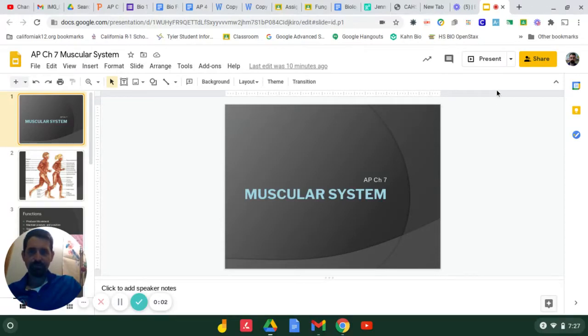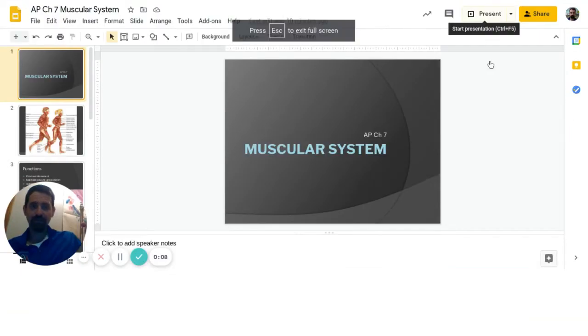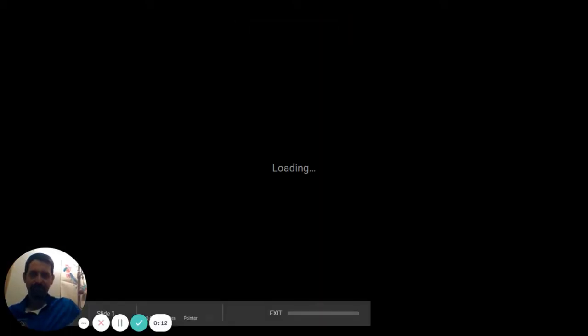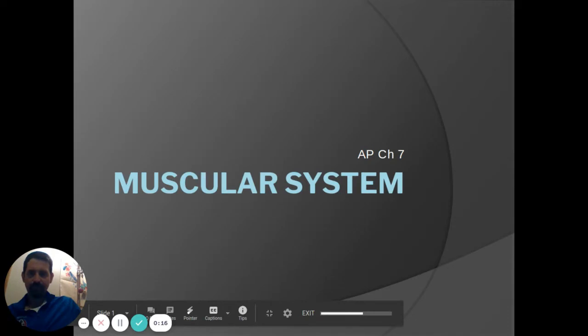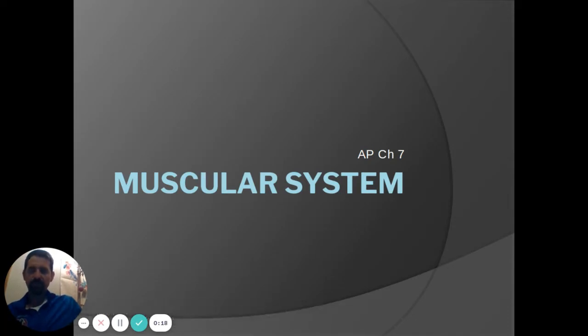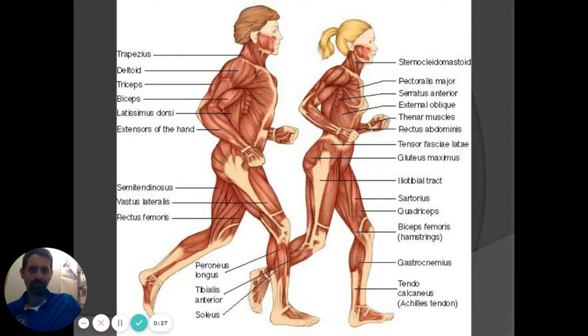Okay, hello. So this is the short lecture for Chapter 7, which is the muscular system. Let me pull this up here and let's take a look at this. As I had probably shared before, we are going to be looking at the muscular system from a very systemic level instead of looking at it as individual muscles. And we'll talk about why.